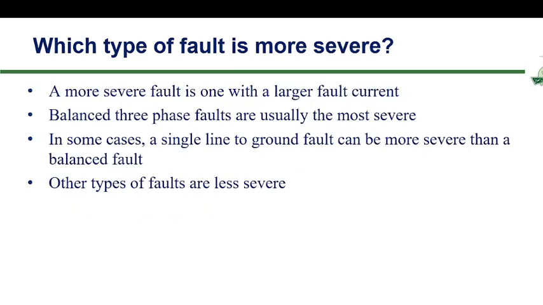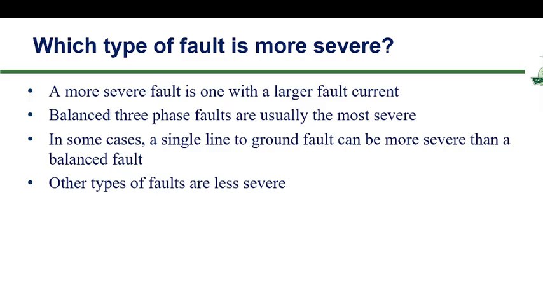All right. In this slide, I want to explain how the severity of the faults in power system can be evaluated, mainly based on the magnitude of the fault current. In general, a fault is considered more severe when it produces a higher current, as this can cause a greater thermal and mechanical stress on equipment. Among all fault types, the balanced three-phase fault is typically the most severe, because it involves all three phases equally and results in the maximum possible fault current.